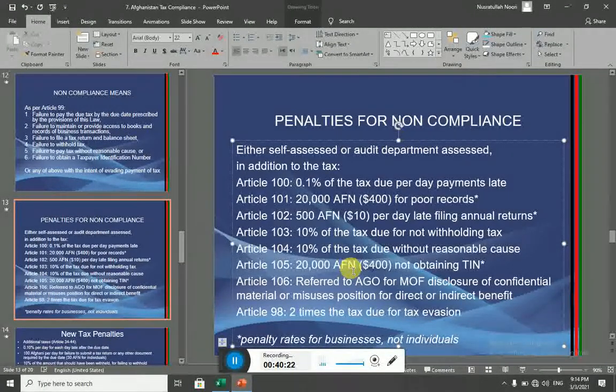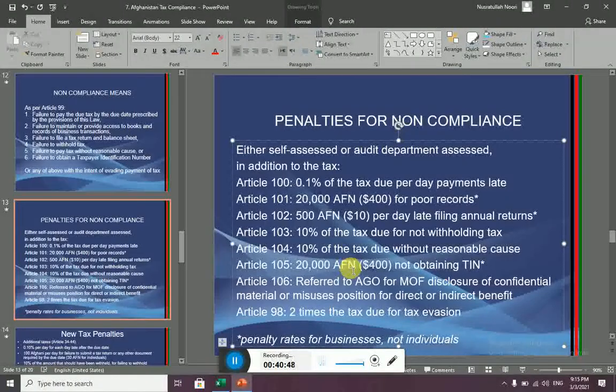Article 98, 2 times the tax due for tax evasion. Look, there are two terms used in taxation. One is tax avoidance and the second one is tax evasion. Tax avoidance is not an offense, it's allowed. Tax avoidance is that you plan properly to reduce your tax. But tax evasion is an offense.